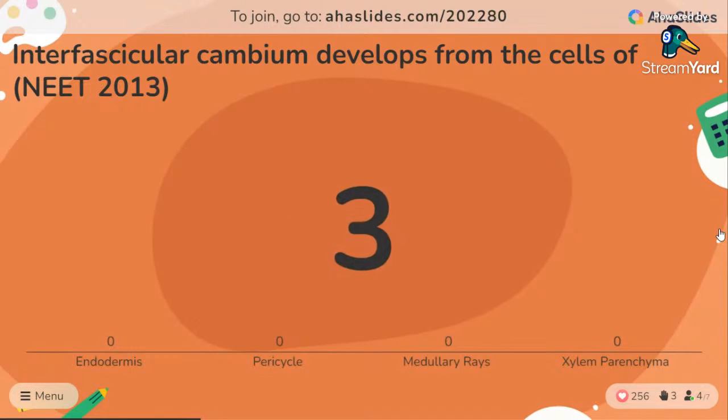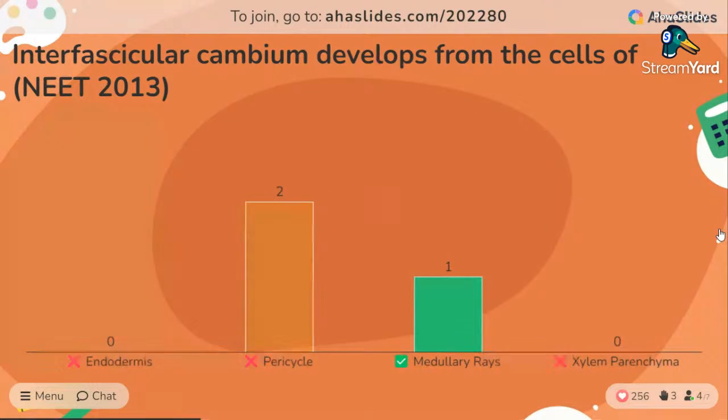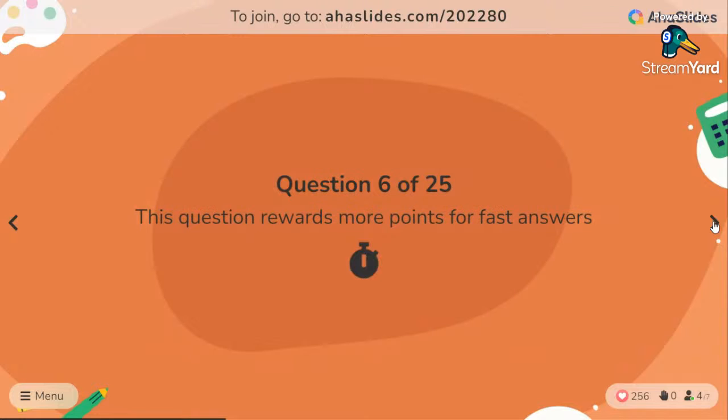Let's have the correct answer on the screen in 3, 2, 1, and the correct answer is right now on the screen. The correct answer is medullary rays. So interfascicular cambium, which contributes towards secondary growth, develops from the cells of medullary rays. Let's move on to the next question on the screen.